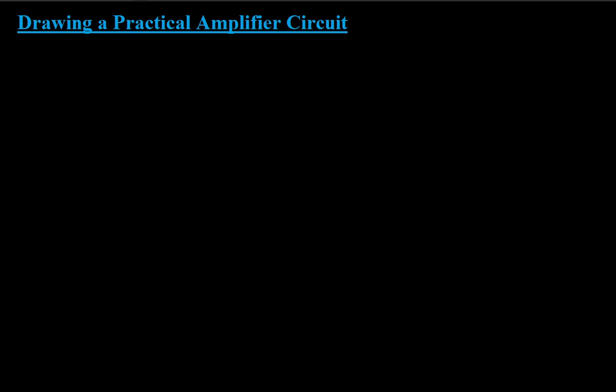In this lecture we will discuss how we can draw a practical amplifier circuit. In our practical courses we have to draw the frequency response of a common emitter transistor amplifier, and another experiment we have to do is determining the feedback fraction in a negative feedback amplifier. First of all we will consider a common emitter transistor amplifier circuit, and we will discuss how we can draw the frequency response of a common emitter transistor amplifier.